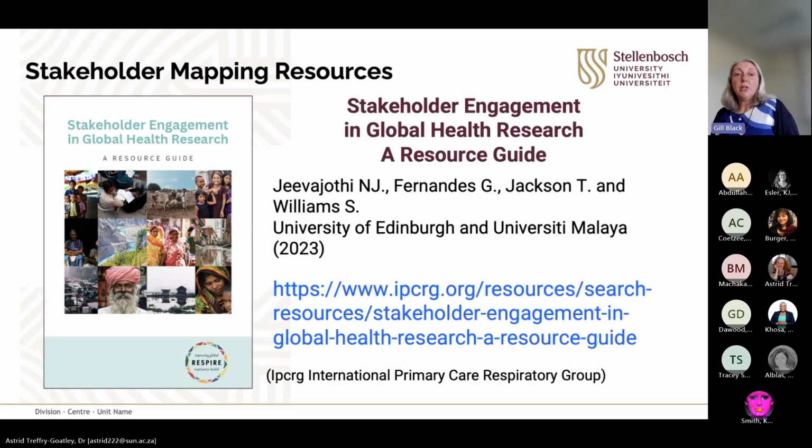So just going through some of these resources then. This was a very, very useful one. It also contains some very nice case studies. Stakeholder Engagement in Global Health Research, a resource guide. And what I really want to emphasize at this point is that most of the stakeholder mapping resources that are out there lend themselves to research topics generally. So this particular guide can be used for a whole range of different research topics and research themes. It's not only useful for health or global health in terms of how it helps you to think about not only stakeholder mapping, but the whole process of stakeholder engagement.